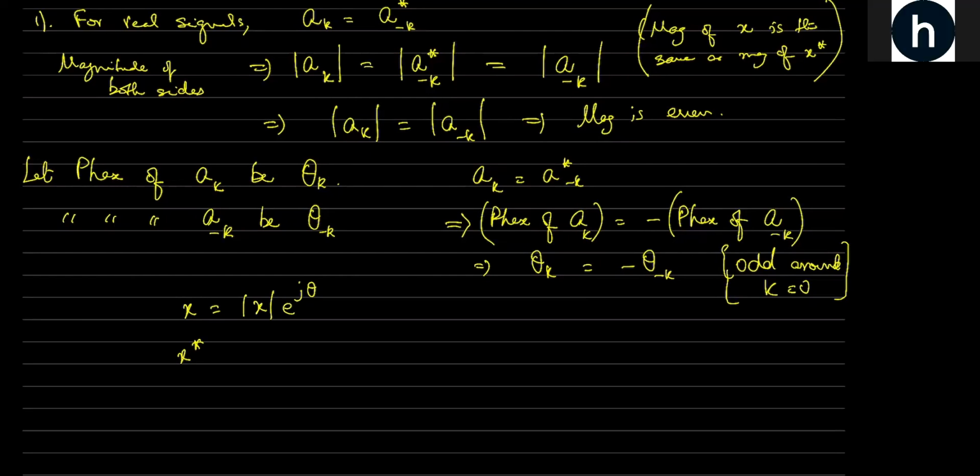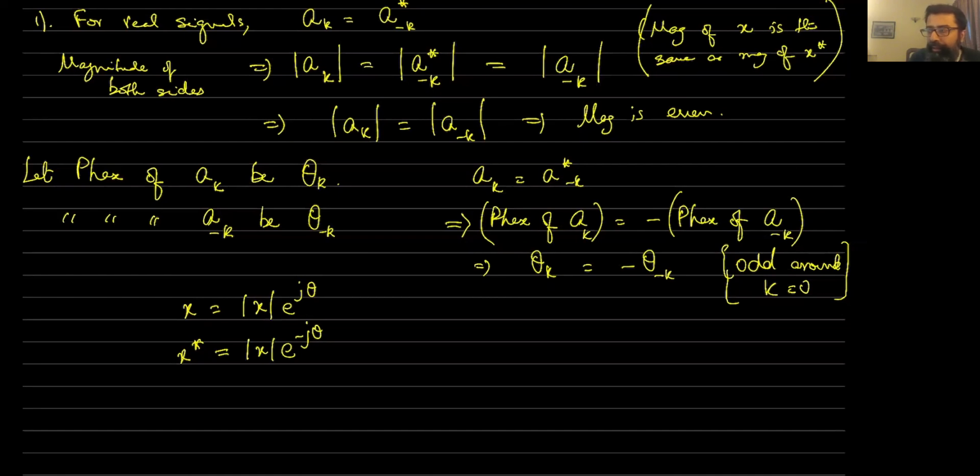Sir, can you repeat? So my question is, if there's a complex number x, can you see my screen? Yeah, it's a bit blurry. So if x is a complex number which has a magnitude of x and a phase theta, x conjugate will be equal to the same magnitude and e raised to minus j theta. That's the definition of conjugation. Okay, so now I get it. Conjugation just flips the phase.